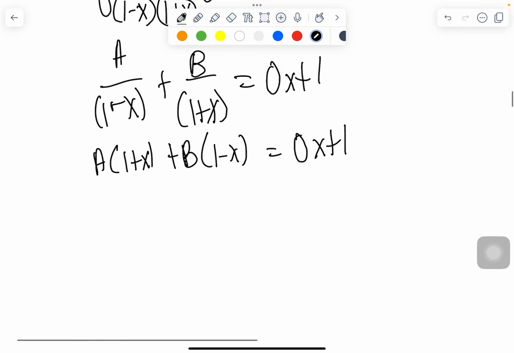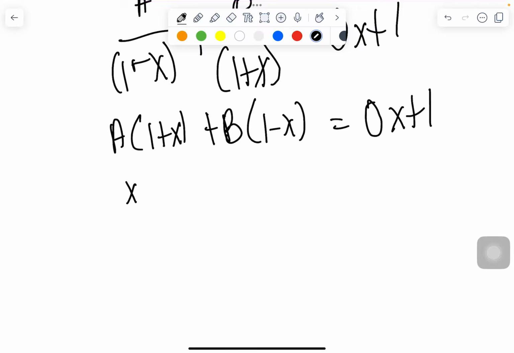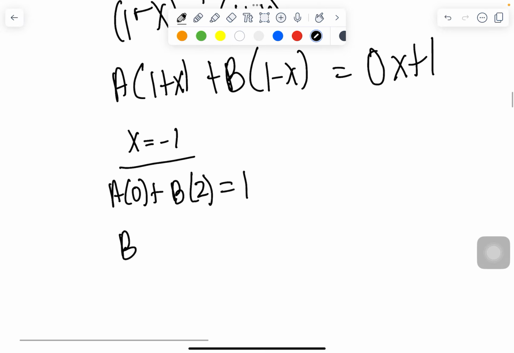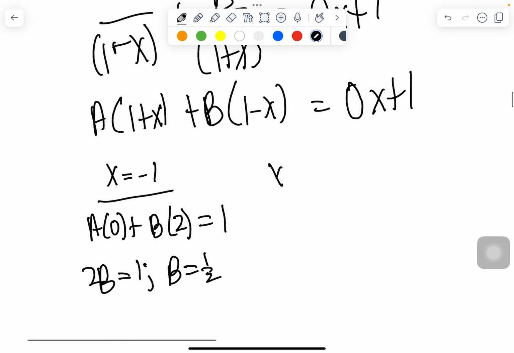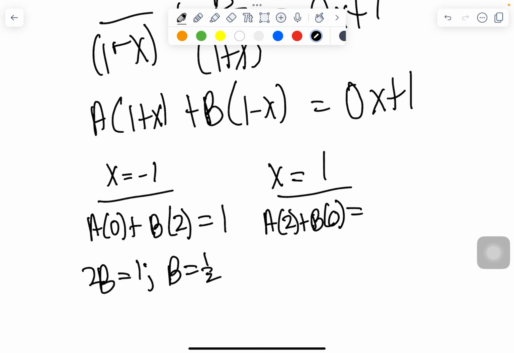And what we can do is we can test when x is equal to negative 1, it's a times 0 plus b times 2 equals 1. So 2b equals 1, b equals 1 half. And then when x equals positive 1, a times 2 plus b times 0 equals 1. So 2a equals 1, a equals 1 half.